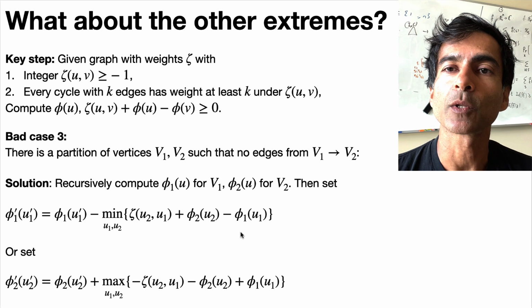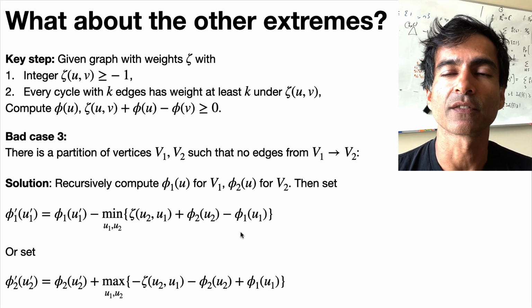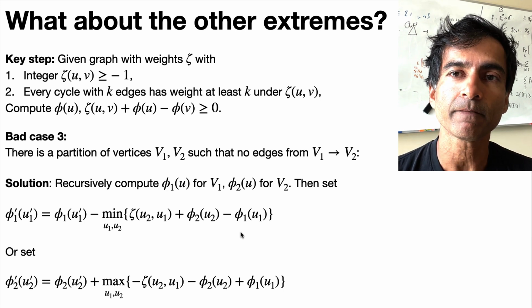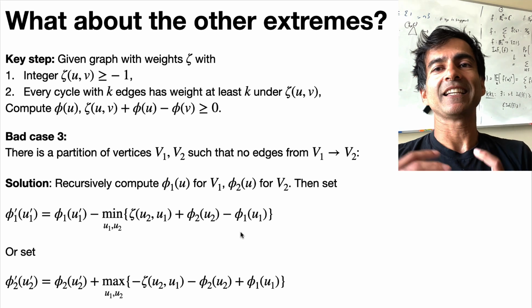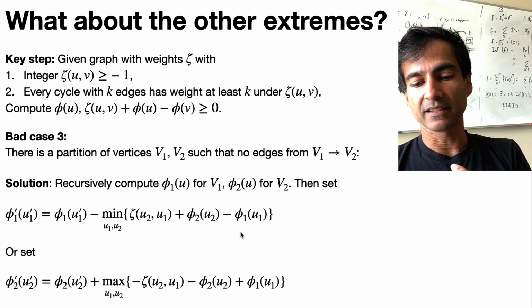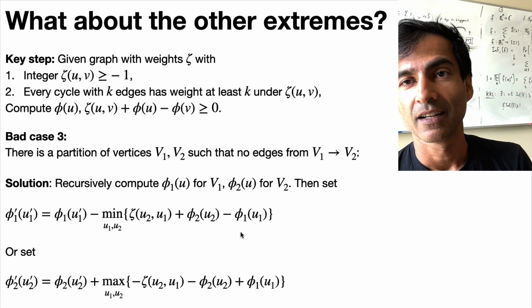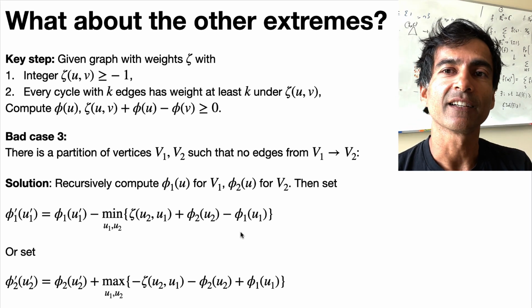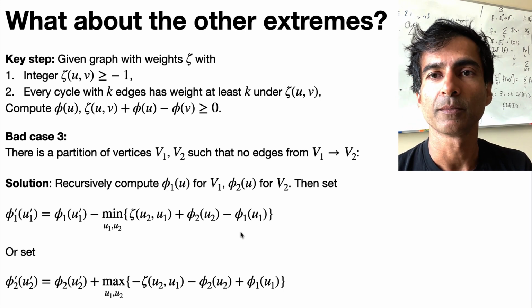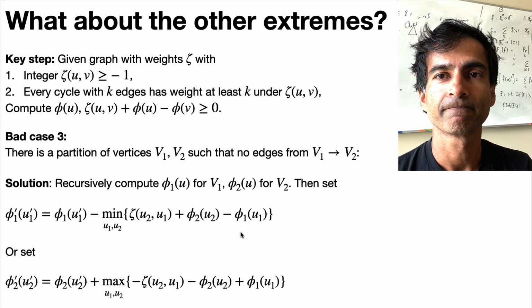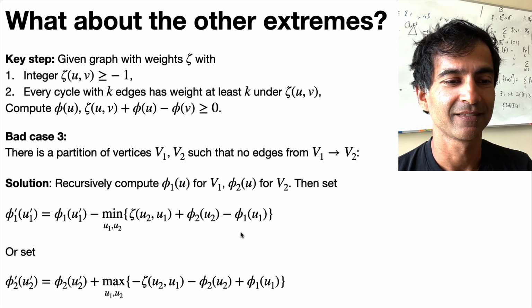Okay, that will handle all of the edges that cross from V2 to V1. So the upshot is, if you have two sets of vertices where all of the edges between them go in one direction only, then you can easily combine the underlying potential functions to obtain a new potential function. Okay.